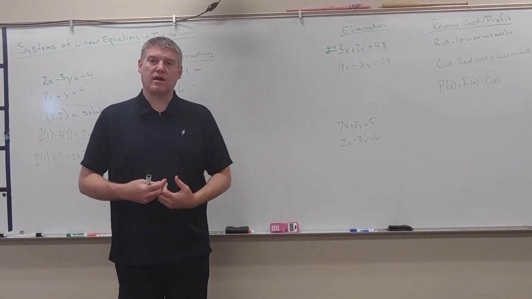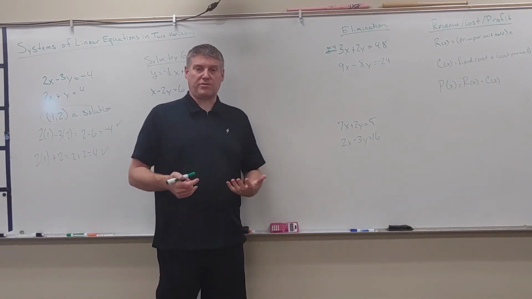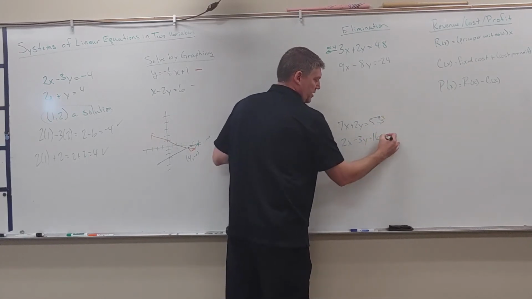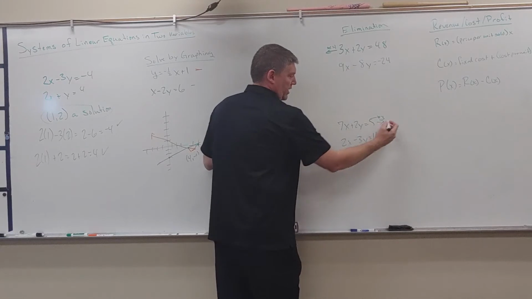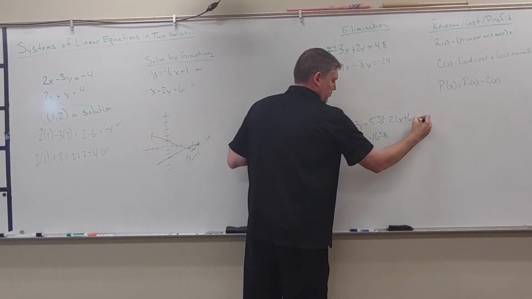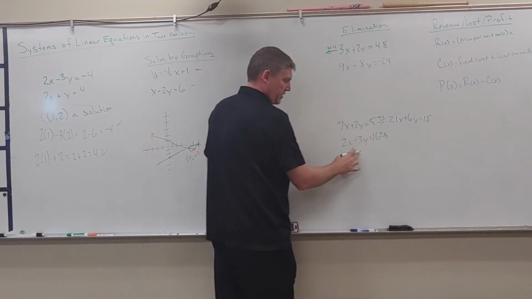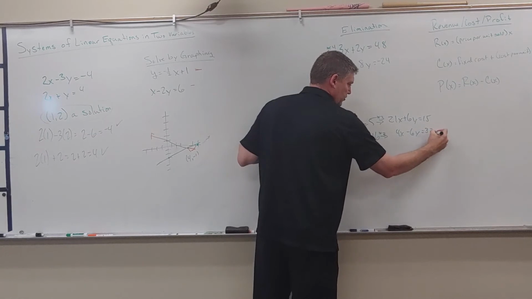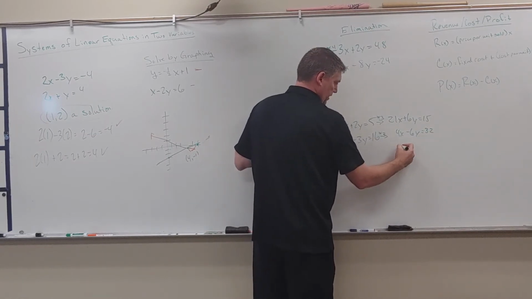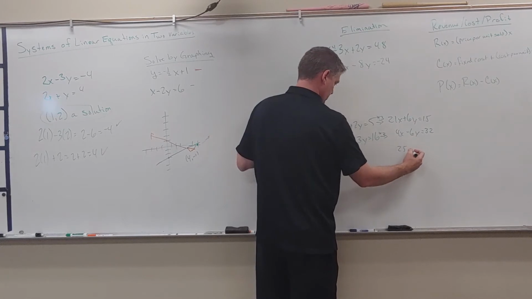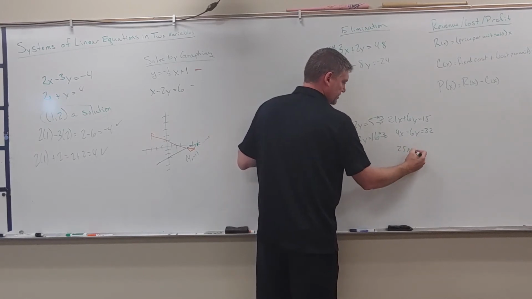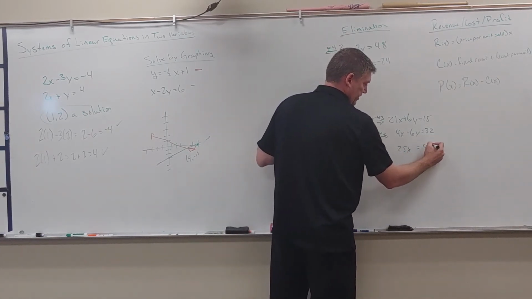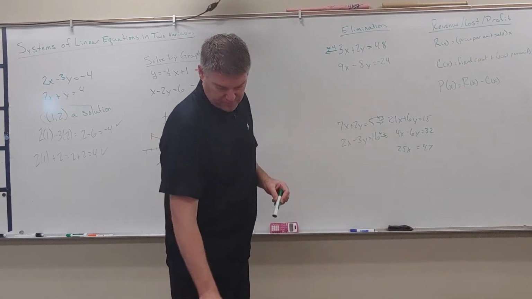Well, what is a multiple of 2 and 3? Well, that's 6. So I'm going to multiply the top by 3, and I'm going to multiply the bottom by 2. So when I get up here, I have 21x plus 6y equals 15. I'm going to multiply this by 2, so I have 4x minus 6y equals 32. And now I end up with 25x equals 47, okay?